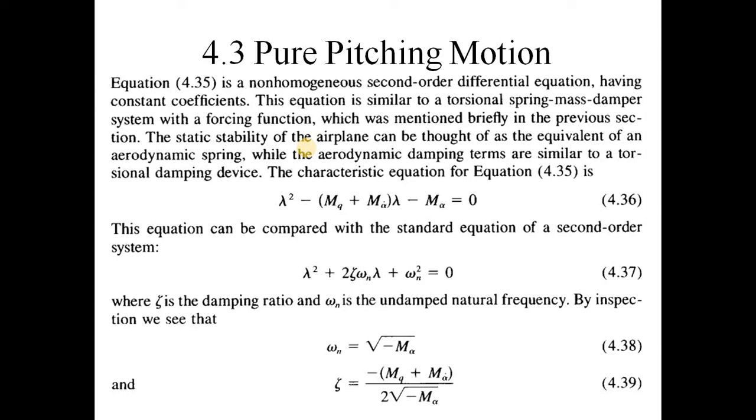Thus, the characteristic equation of equation 4.35 will look something like this: lambda squared minus (Mq plus M alpha dot) lambda minus M alpha. This is the characteristic equation.